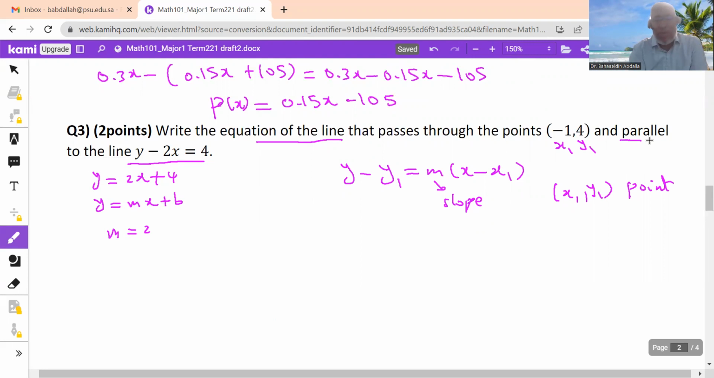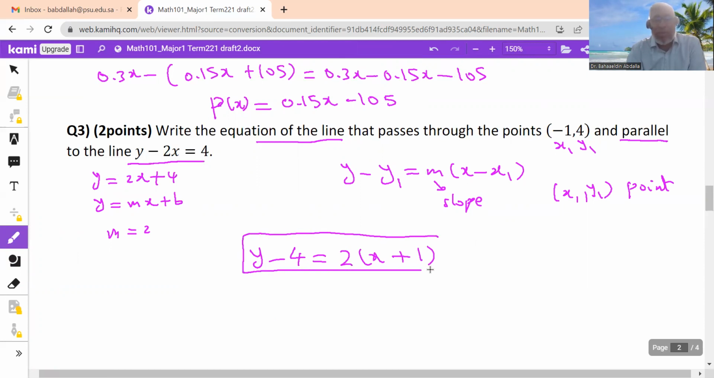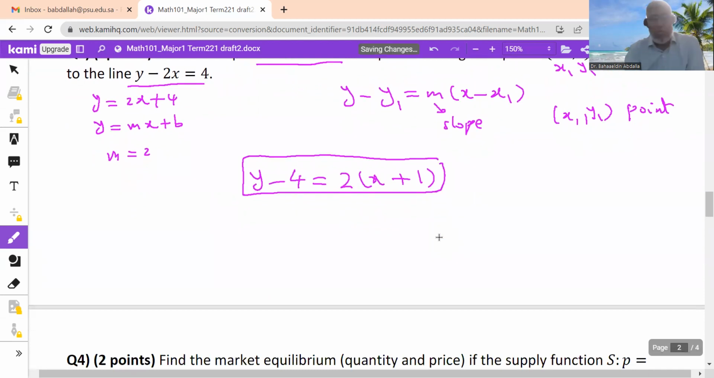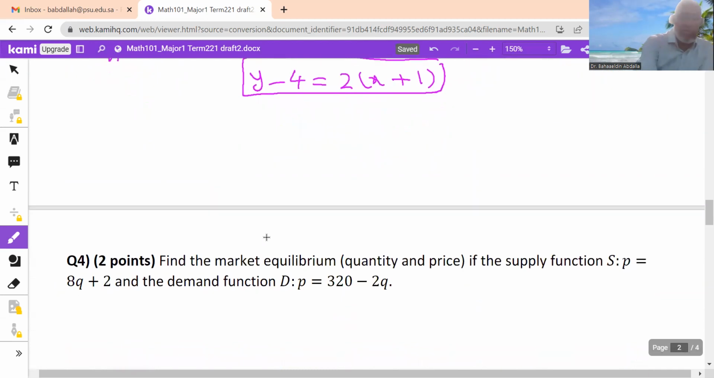The two lines are parallel, so they have the same slope. If he says perpendicular, then I need to use negative 1 over 2, minus the reciprocal of this slope. But if he says parallel, then the two lines have the same slope, and the equation would be y minus y1, which is 4, equals the slope 2 times x minus minus 1, or x plus 1. That would be the equation of the line. If you want to solve it for y, it's up to you.